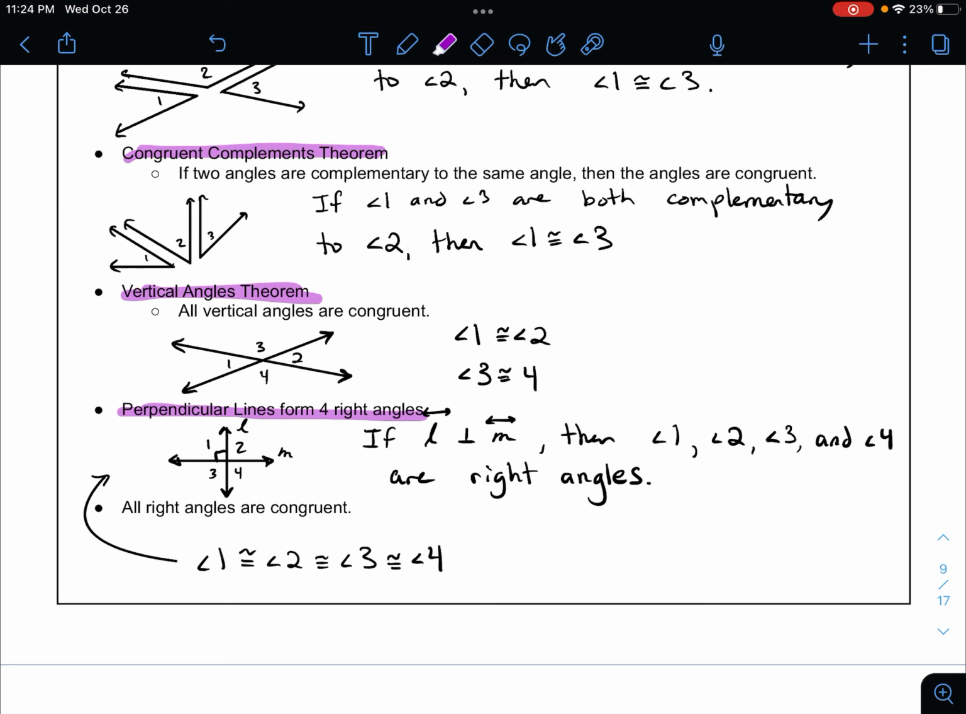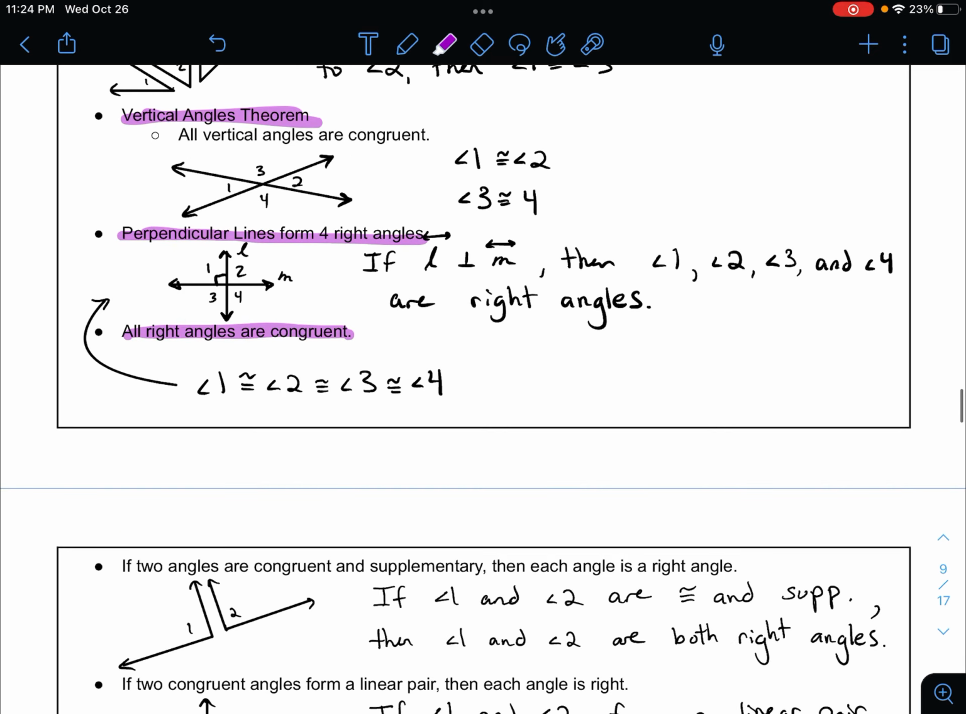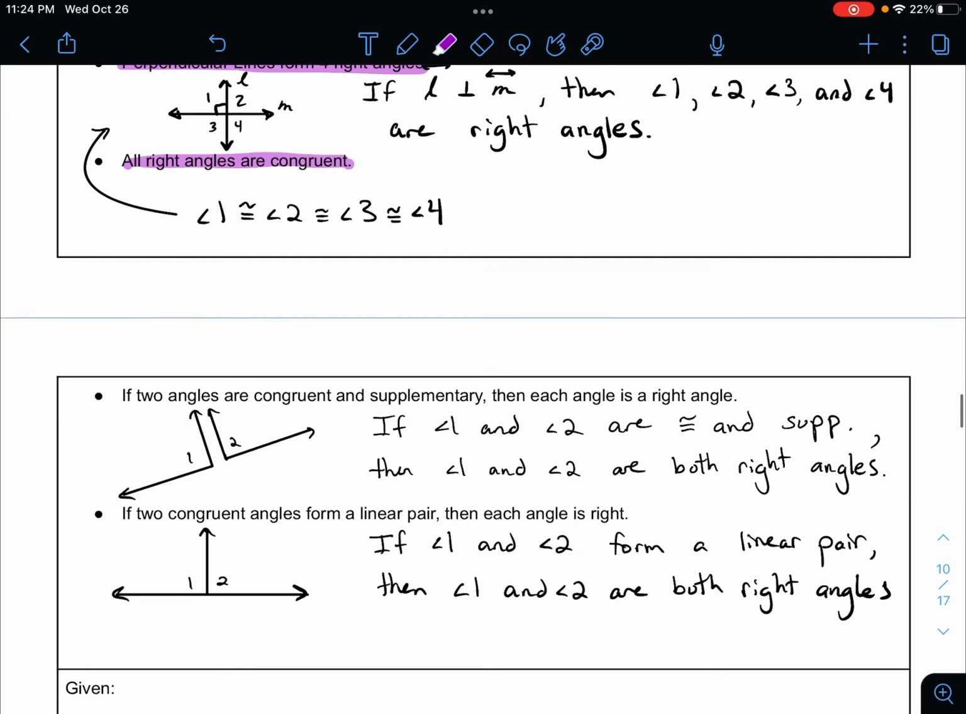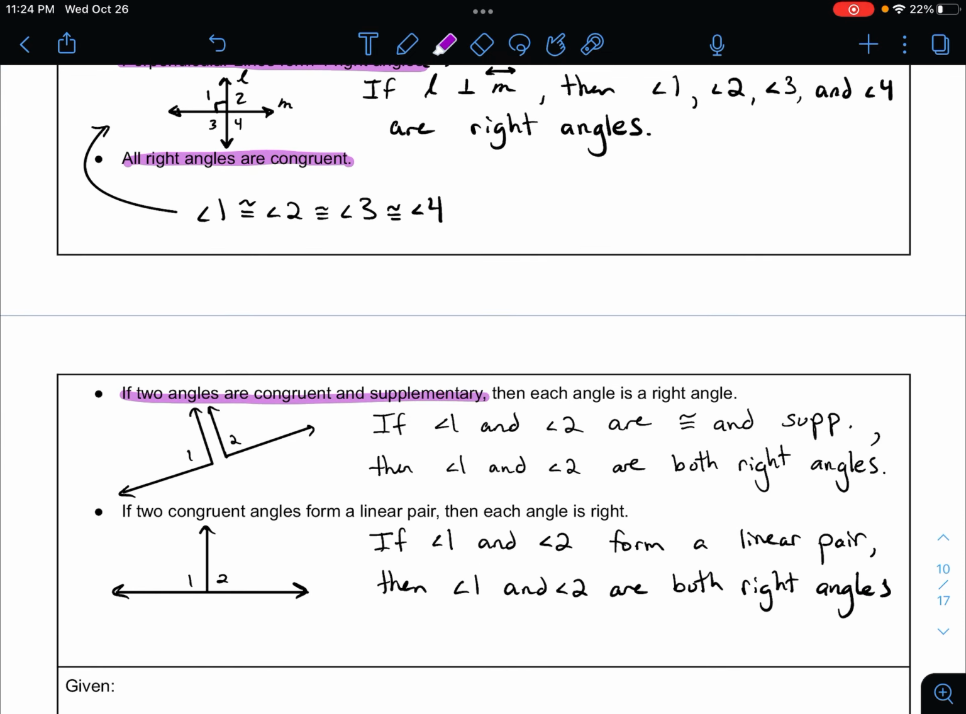All right, the last two here don't really have a name. You're just going to explain that. You would literally say "all right angles are congruent" for your reason. Same thing with this. That's your reason. This is also your reason, okay? So there's no specific name for these bottom ones. You kind of got to write it out a little bit.